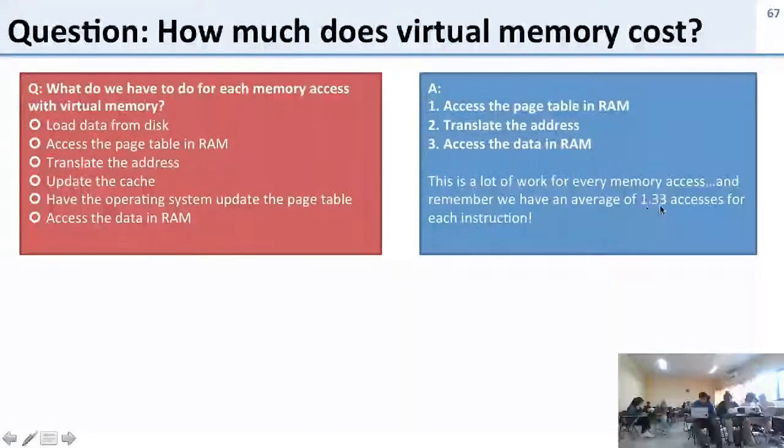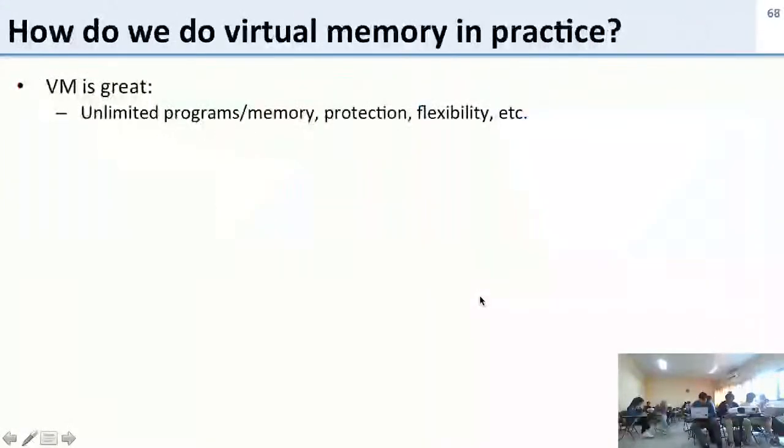Remember, we have an average of 1.33 accesses for each instruction. Now we're going to have to do two memory accesses for each of those, and we're going to have to do all this work to translate it. So this is going to be very, very expensive if we try and do it this way. We have to figure out how to make it faster.